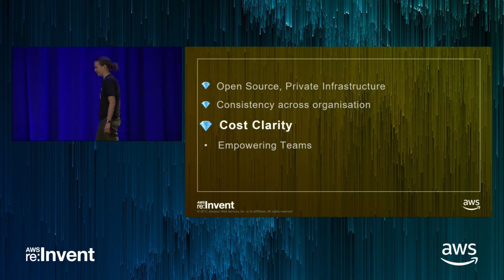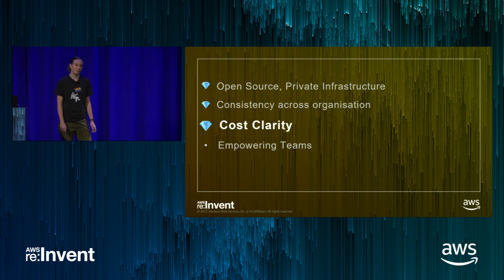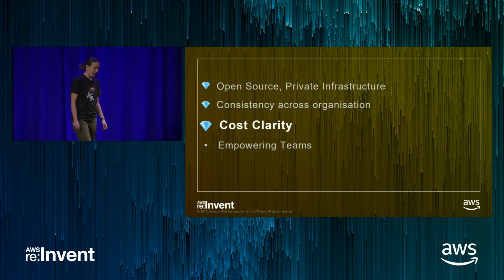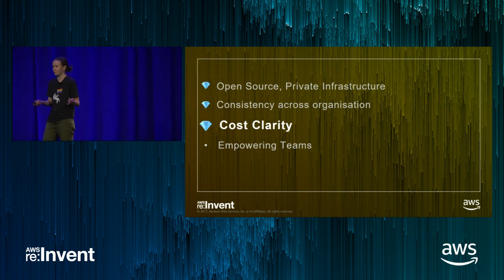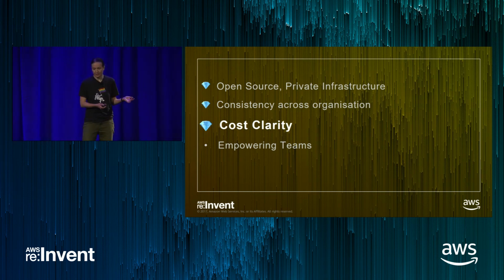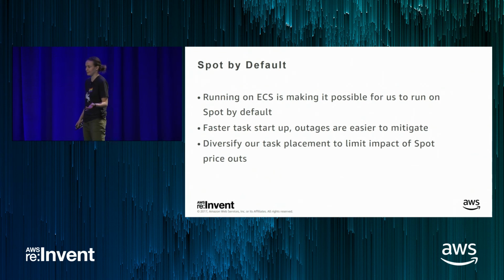All right, cost clarity. We were running on Spot instances even before migrating to ECS. However, only since running on ECS full time have we been able to leverage Spot by default. By Spot by default, I mean anytime a new instance is launched, it's a Spot instance, and we only fall back to on-demand if there's a Spot disruption and we really need more capacity. So how did being on ECS make it easier for us to run on Spot?